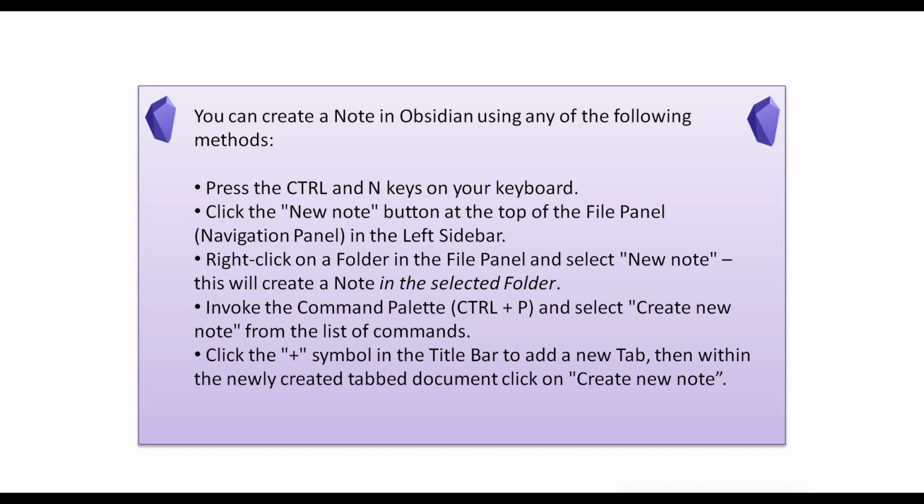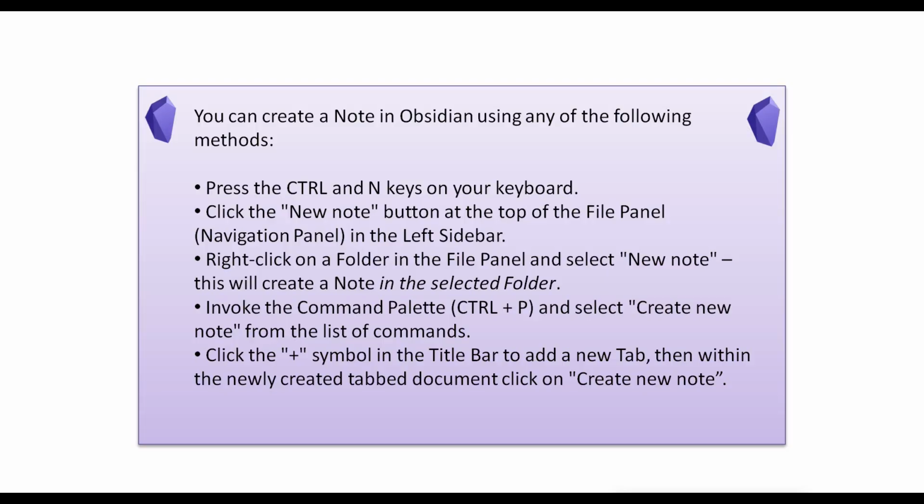There are several ways to create a note in Obsidian. You can press the Control and N keys on your keyboard. You can click the New Note button at the top of the File panel, in other words, the navigation panel in the left sidebar. You can right-click on a folder in the File panel and select New Note. This will create a note in the selected folder.